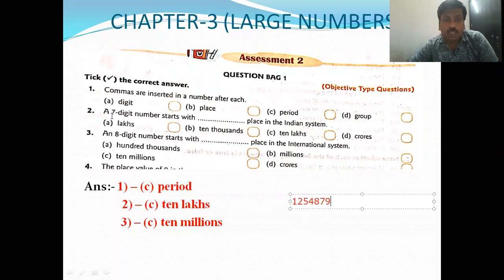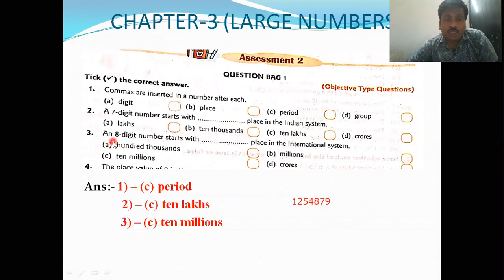What does the question say? A 7-digit number starts with. Then count it: ones, tens, hundred, thousand, 10,000, lakhs, and 10 lakhs. Okay children, so that means the first digit of a 7-digit number from the left side is called 10 lakhs. Now the option is C, 10 lakh. So children, C is the correct option.